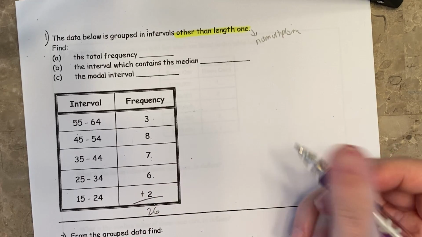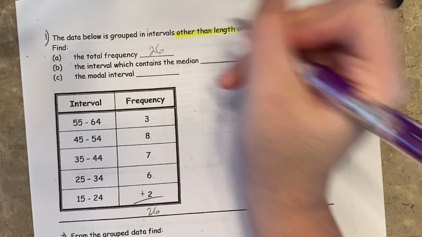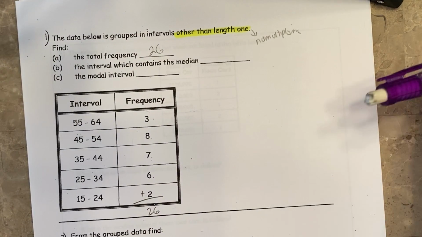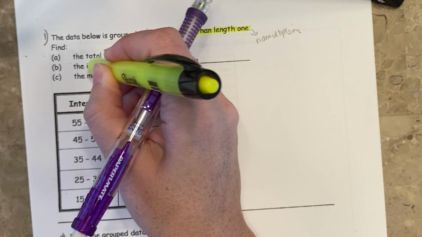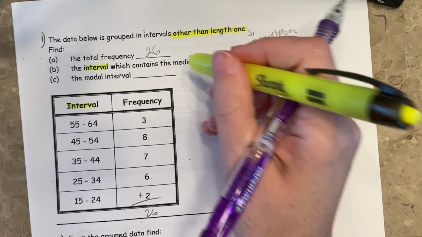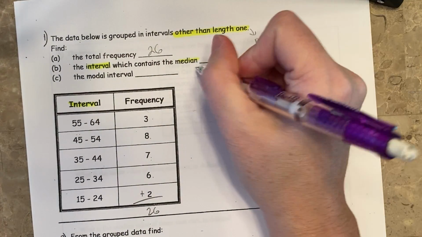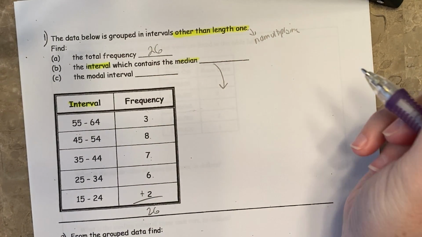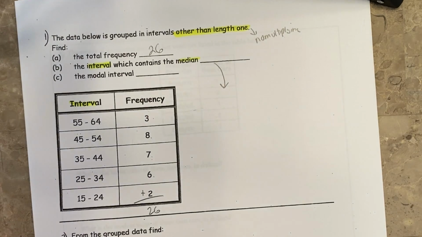That's going to give us 26. So the total frequency is 26. B, what is the interval? So they want the interval which contains the median. So we can do our shortcut for this median.